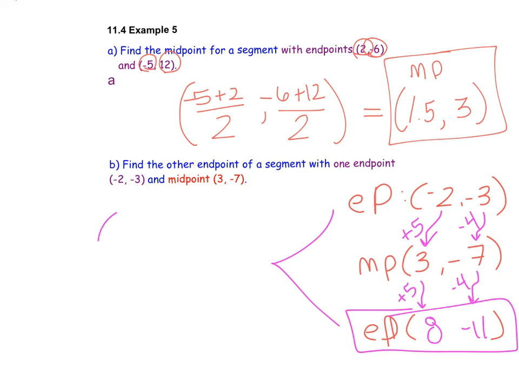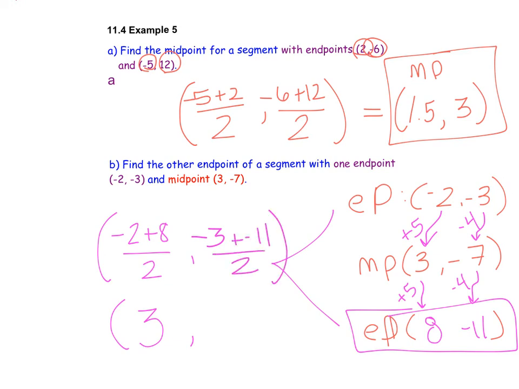And then if I test this out and make sure that it is in fact the correct endpoint, if I find the averages of negative 2 plus 8 divided by 2, that would be 6 divided by 2, which is 3, and that matches my midpoint. And then if I do the same thing with the y-coordinates, I get negative 3 plus negative 11 divided by 2. Negative 3 plus negative 11 is negative 14, divided by 2 is negative 7. And again, that matches my midpoint.